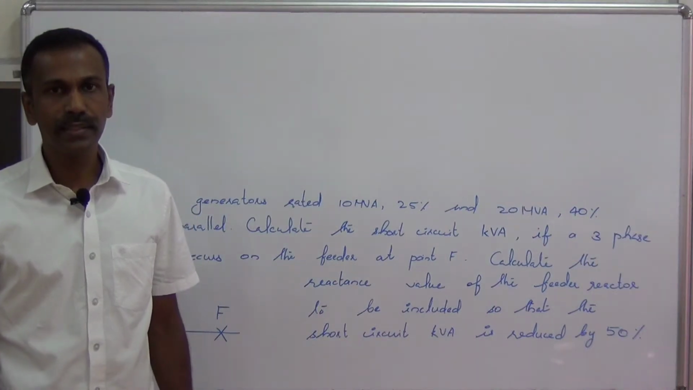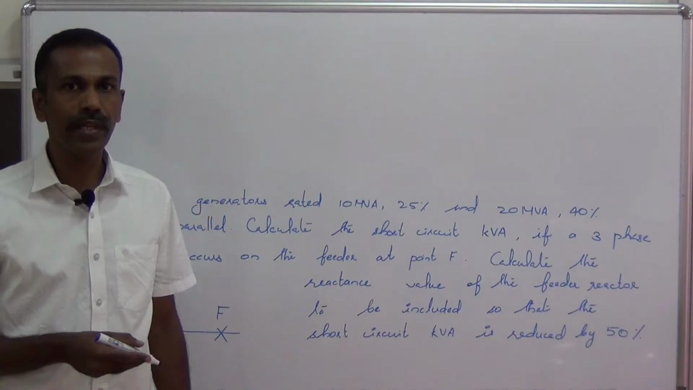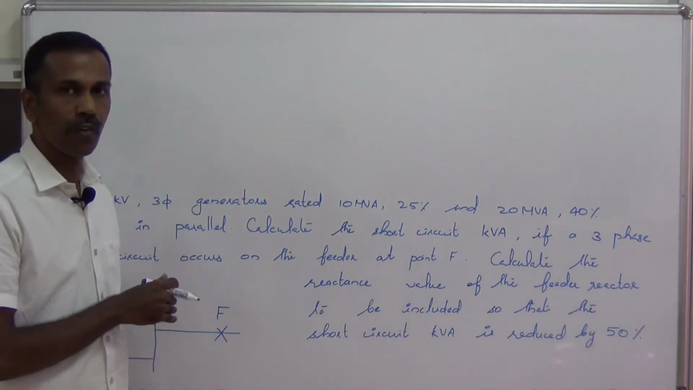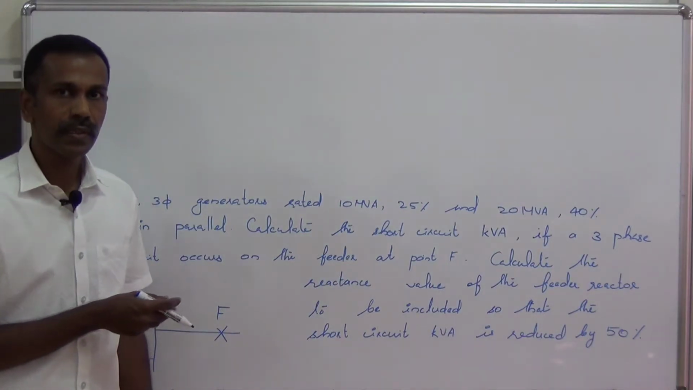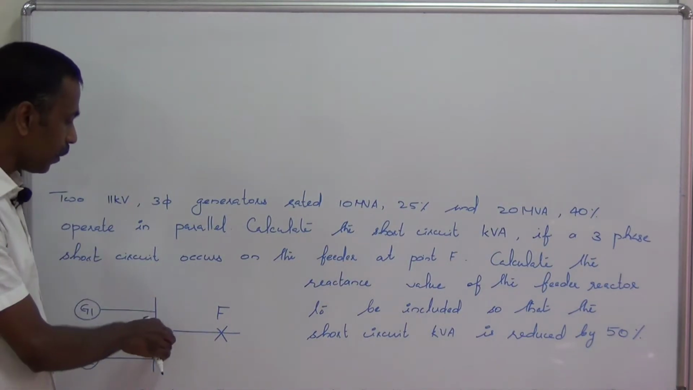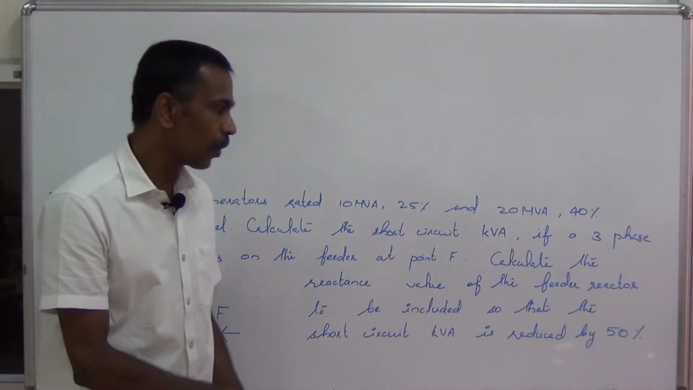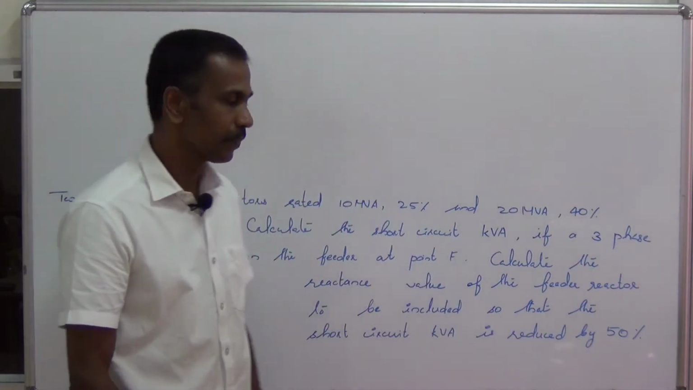Hi students, in this session we'll solve a numerical problem to find the fault MVA or the short circuit MVA when a three-phase ground fault occurs in the system. We will also find out the current limiting reactance value that should be inserted in this system in order to reduce the fault MVA by 50%.